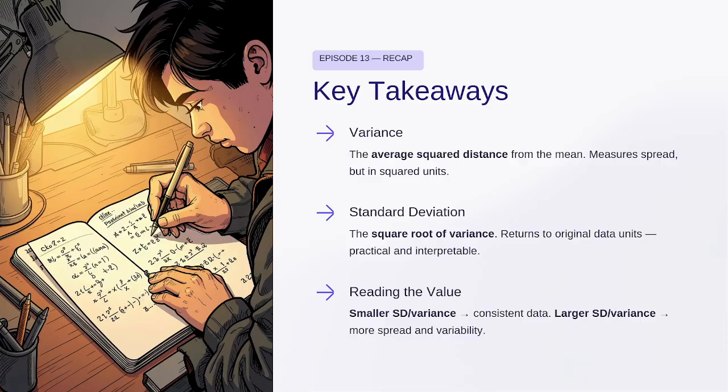So let us quickly recall. Variance, the average squared distance from the mean, measures spread but in squared units. Standard deviation, the square root of variance, returns to the original data units, practical and interpretable. Reading the value: smaller standard deviation or variance means consistent data, larger standard deviation or variance means more spread out data or variability.